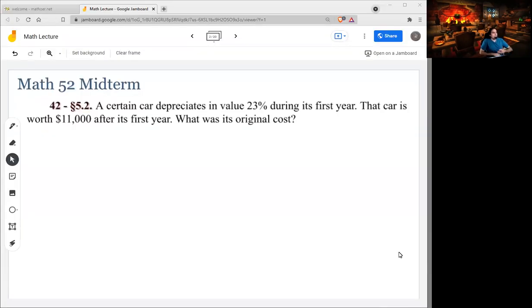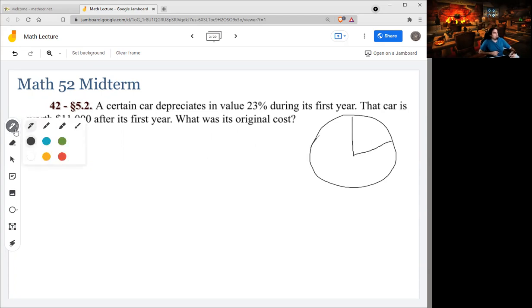So a certain car depreciates, goes down in value 23% during its first year. So I'm going to draw a picture of treating this car's value like a pie chart. 23%, well, 25% would be a quarter, so this is a little less than a quarter. So that's how much goes away at the end of the first year.